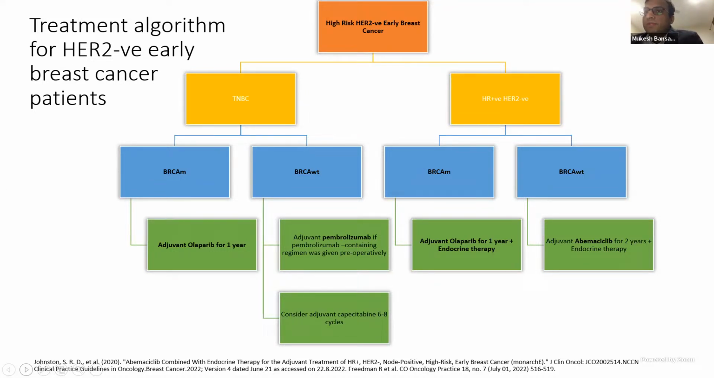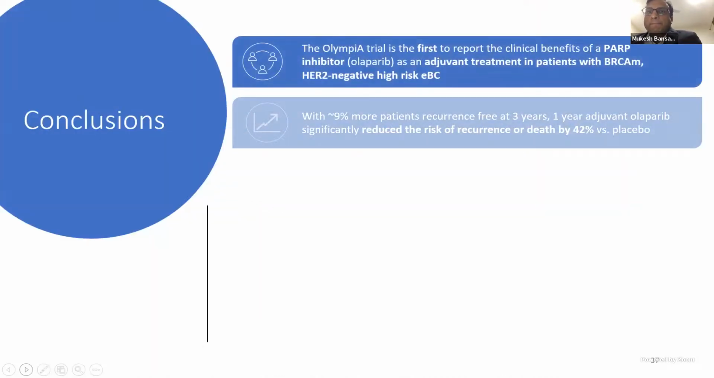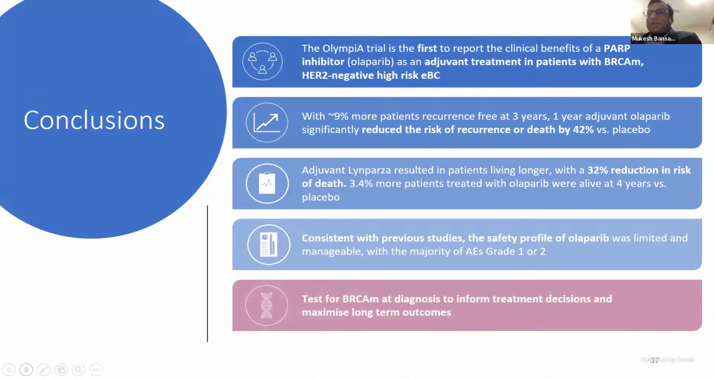In the hormone positive BRCA mutated patients, adjuvant olaparib for 1 year plus endocrine therapy. In the BRCA wild type, adjuvant abemaciclib for 2 years plus endocrine therapy. Next slide, please. So to conclude, the OlympiA trial is the first to report the clinical benefits of a PARP inhibitor, that is olaparib, as an adjuvant treatment in patients with BRCA mutated, HER2 negative, high risk early breast cancer.